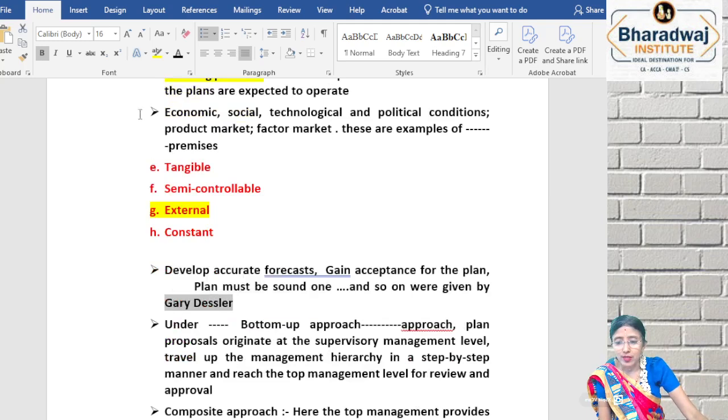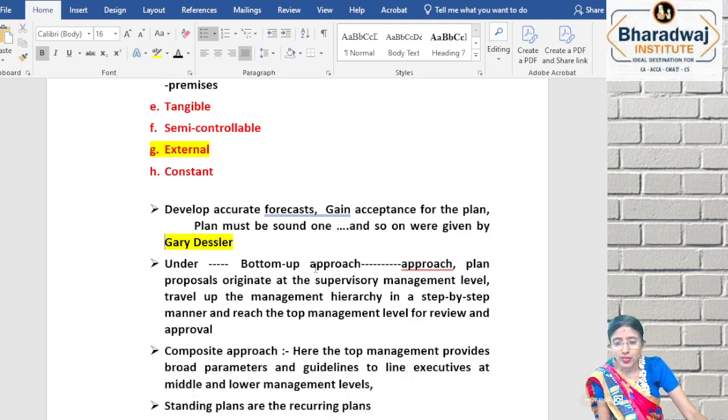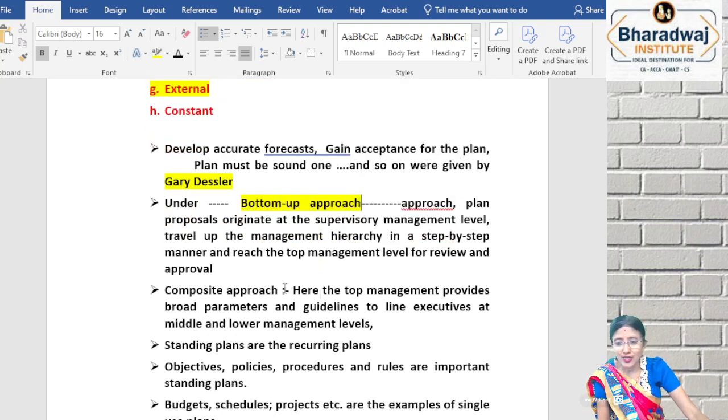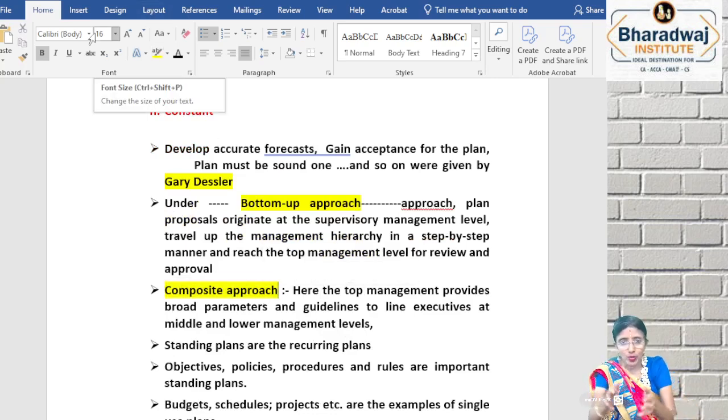Gary Dessler. That is develop accurate forecast was given up. Now the first question is bottom up. Correct. You revised it, no? You first said top down, then made it bottom up. Second answer is composite approach. Four approaches are there, no? So here both have an equal right.